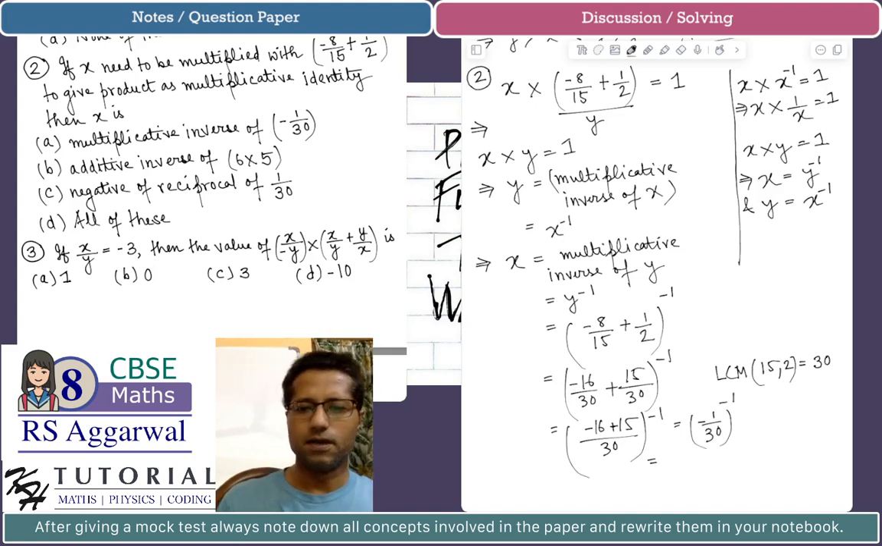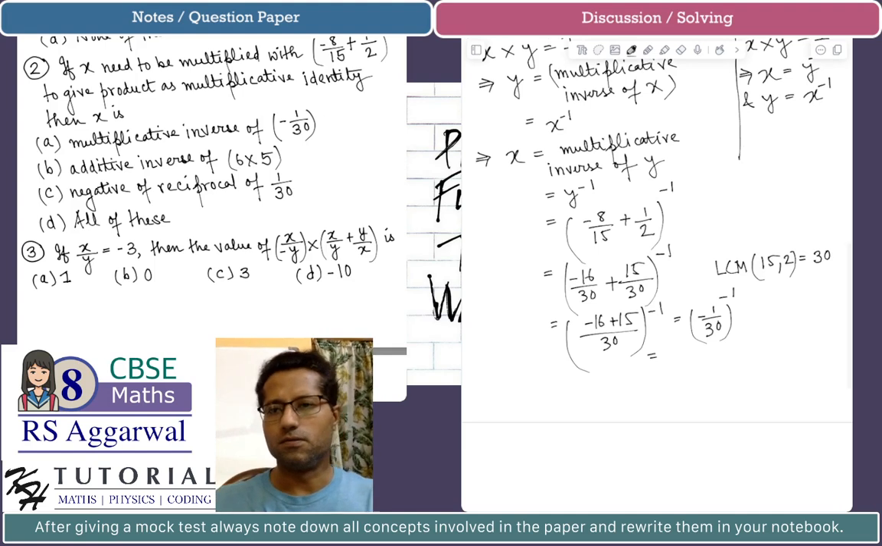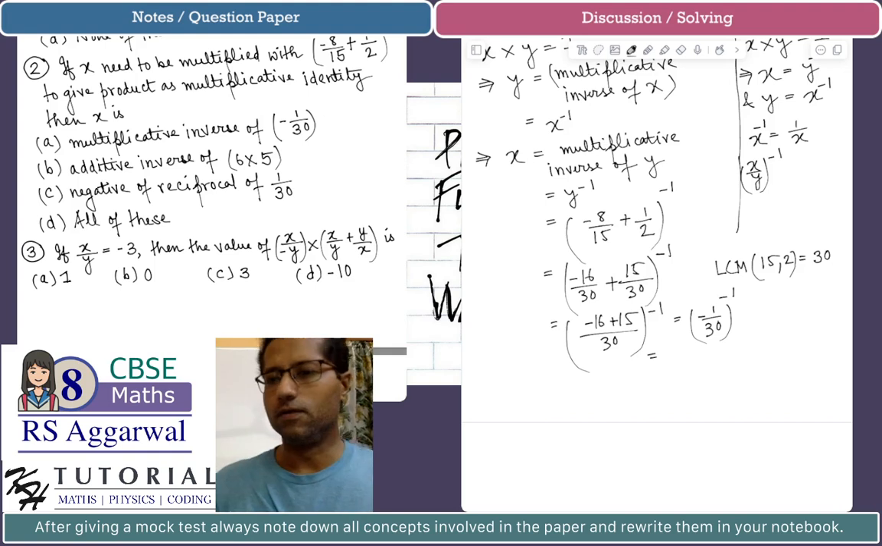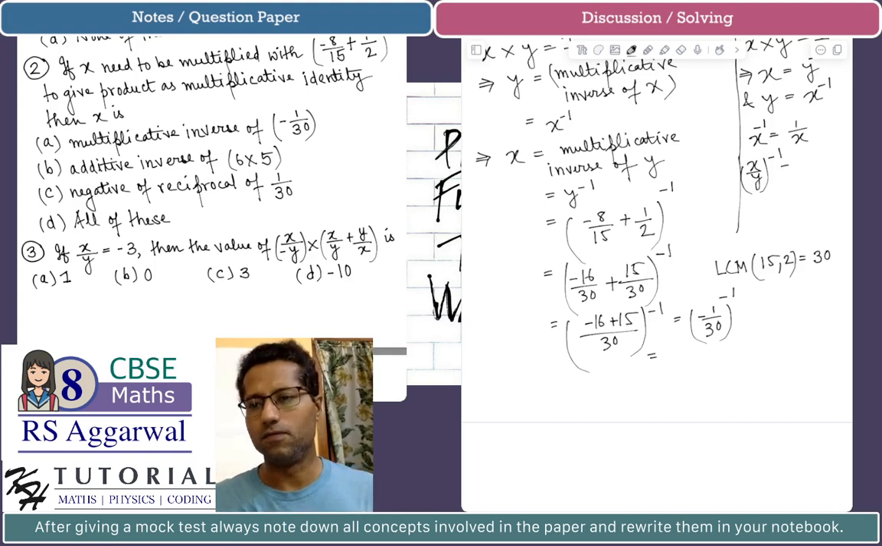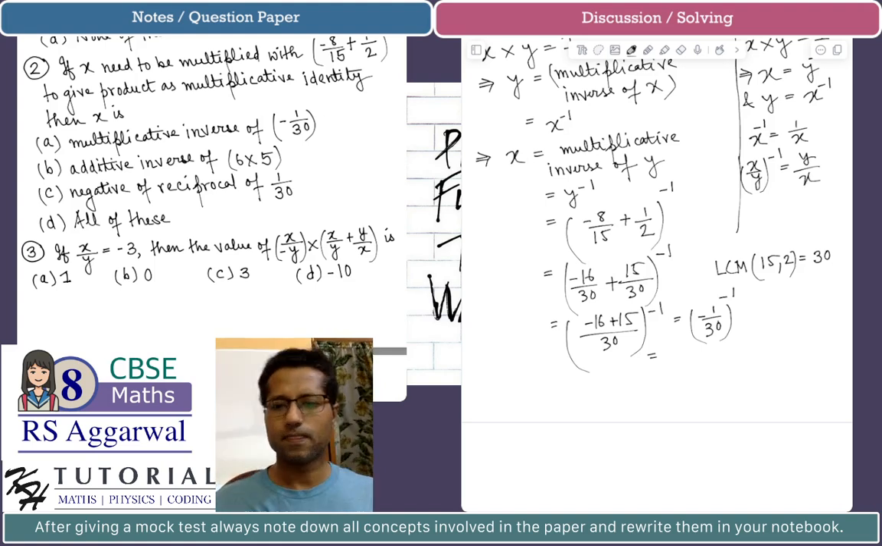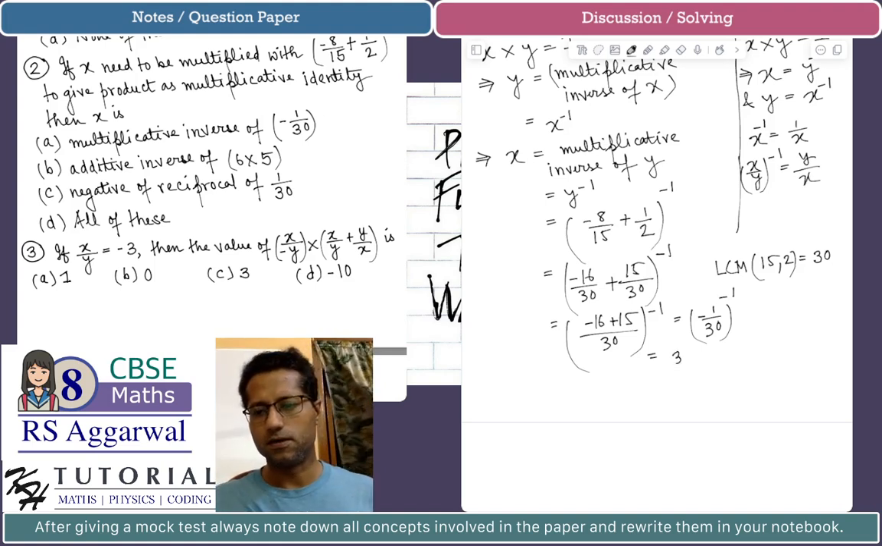Now what is the multiplicative inverse of x? It is nothing but 1 by x. And the multiplicative inverse of a rational number of the form x by y is nothing but we interchange the numerator and the denominator. This becomes y by x. So this will become 30 by minus 1. This is equal to minus 30.